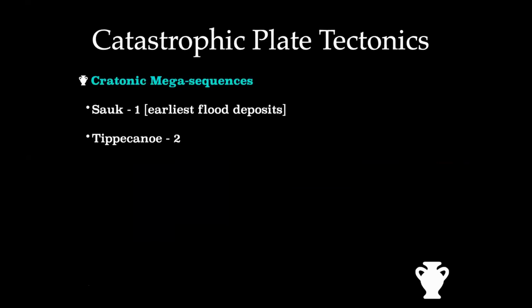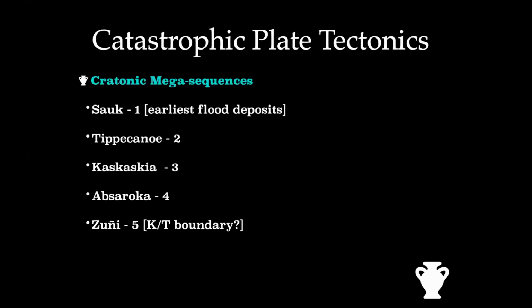Here they are. This is the Sauk, the Tippecanoe, the Kaskaskia, the Absaroka, the Zuni, the Tejas. I think that's it. Basically the Sauk would be the earliest flood deposits. It was the waters rising up and lifting up all the sediment and then depositing the sediment and then receding back. Because you have to remember, the flood was a year-long event. You've got the breaking up of the fountains of the deep in which the waters rose up, and then the waters receding back. And those are the names they're given by the geologists today.